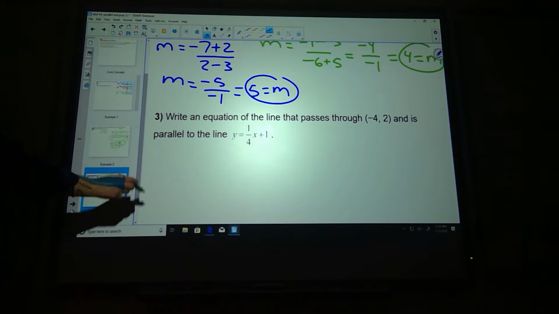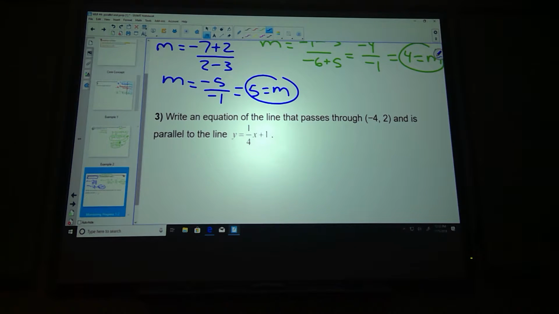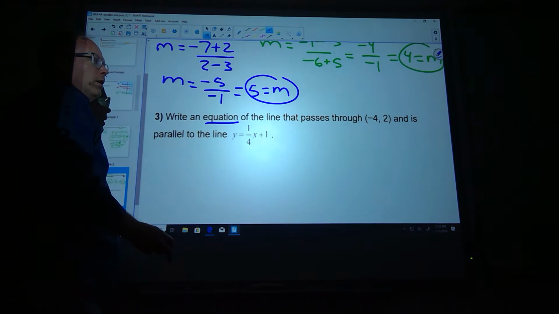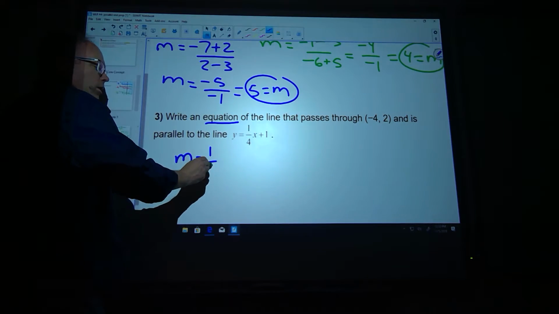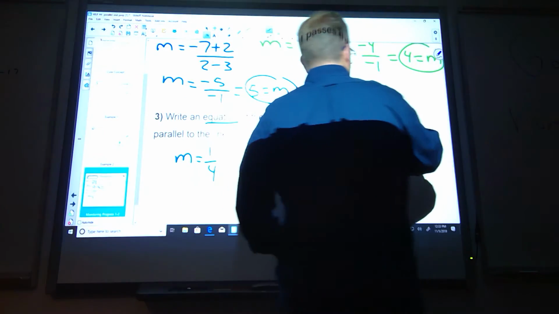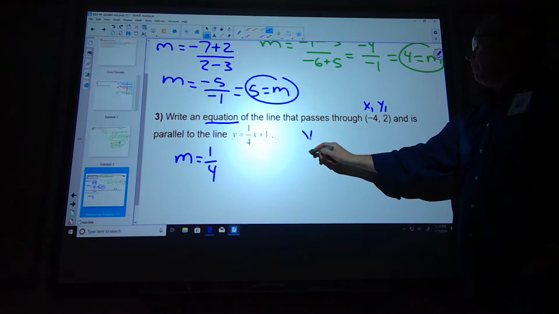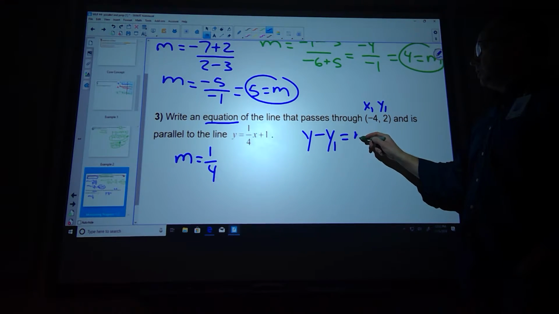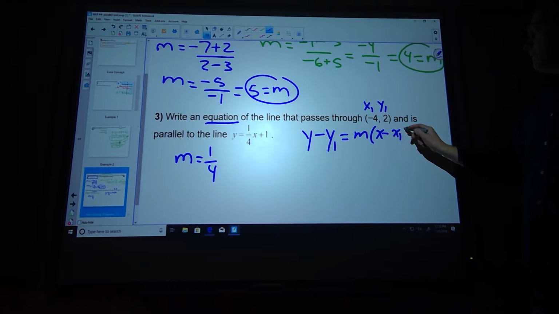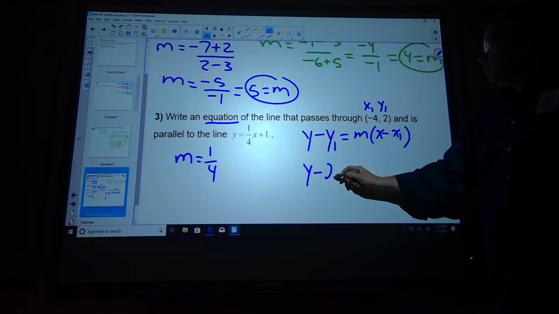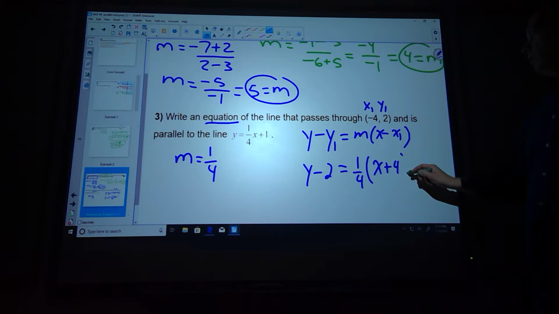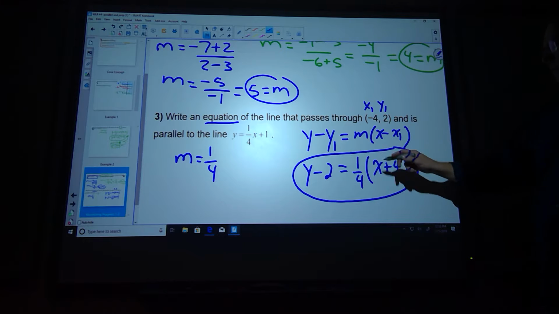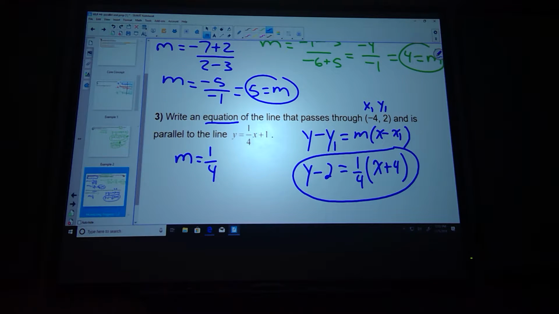Write the equation of the line that passes through negative 4 and 2 and is parallel to this point. Okay, again, there's our big word, equation. Okay, what's my slope of this line? 1/4. And this is just write the equation. Okay, well that's x1, y1. My point slope form looks like this. So y minus 2 equals 1/4 x plus 4. Why is it plus 4? Minus minus. Problem's done there.